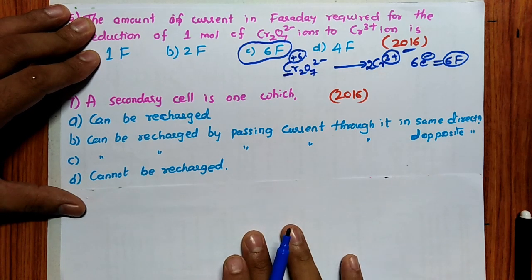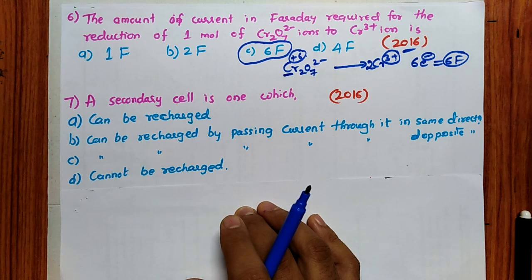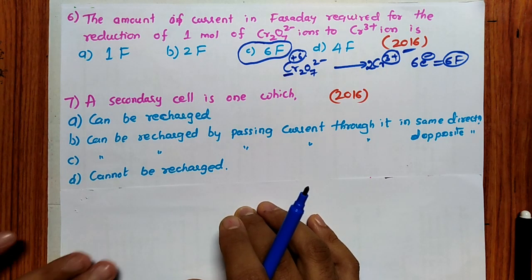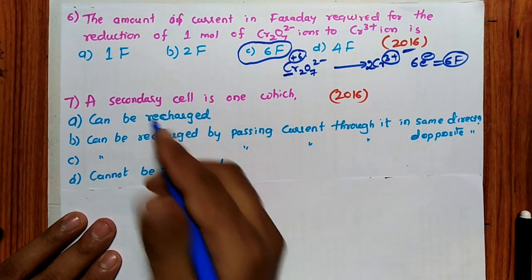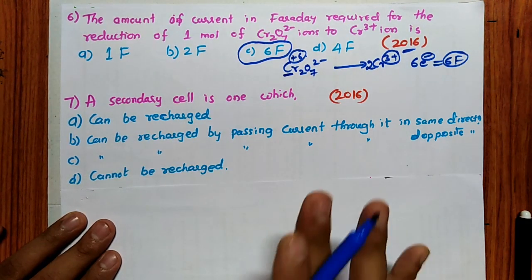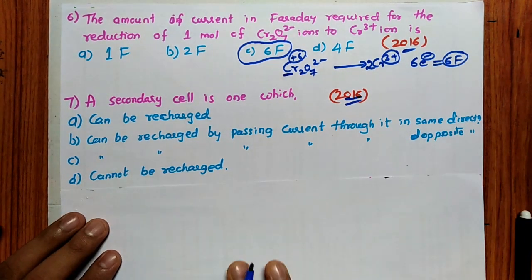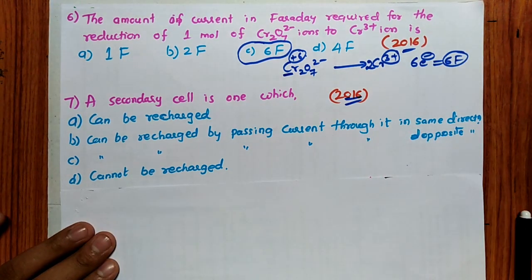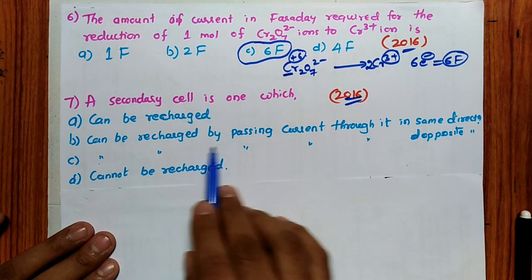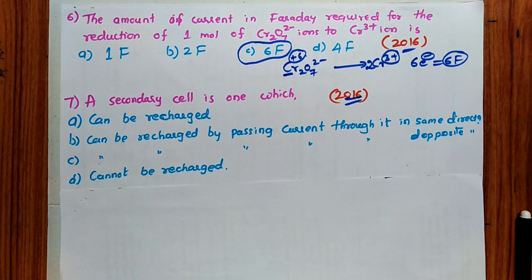Then the seventh one, very simple. In the synopsis I have not covered these cells and batteries, because that is the theoretical part you have to read on your own. Now, a secondary cell is one which can be recharged. A primary cell cannot be recharged. But which is the correct answer? 2016 asked question. Can be recharged by passing current through it in the same direction. Can be recharged by passing current through it in the opposite direction. Which is correct? Secondary cell, when it is recharged.